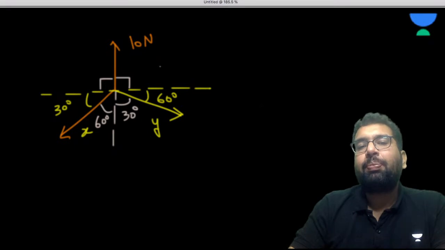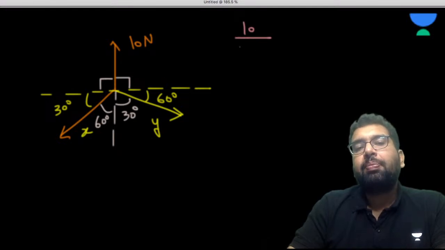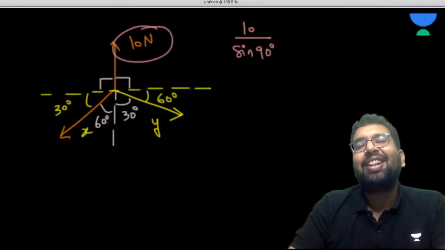Very simply, there are three vectors, 10, x and y. Now I'll write 10. What is the angle between the other two vectors? That is x and y. So this is 60 by 90, that is going to be sine 90, the angle between x and y. So when you are picking up one vector, you need to see the angle between the other two vectors. Are you getting my point?